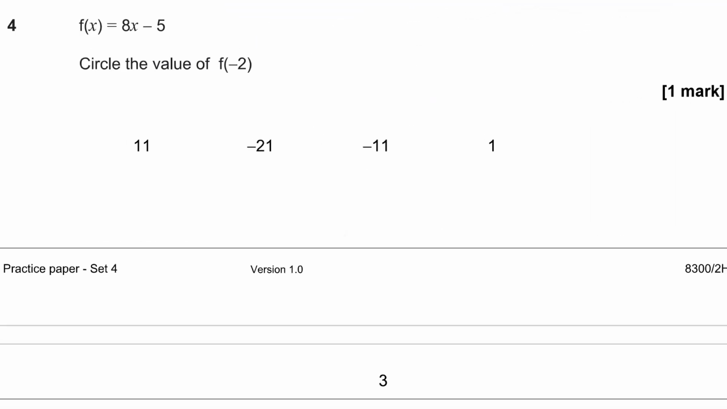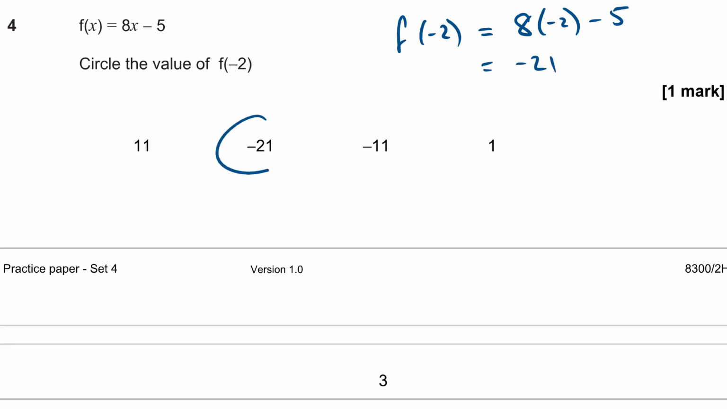Okay, question 4. I've given a function of x, f of x equals 8x minus 5, and I want to evaluate it for f of minus 2. So that means I just need to sub in minus 2 into the function. So 8 lots of minus 2 subtract 5. 8 lots of minus 2 is minus 16, take away 5 is minus 21. So it's that one there.